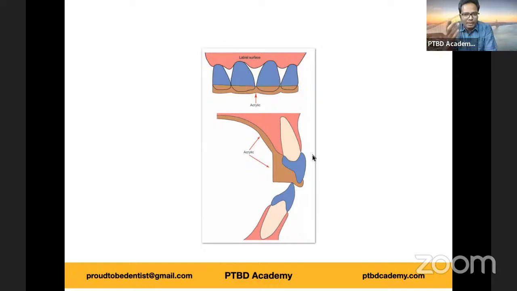So which appliance configuration are we talking about? You can see a bite plane. Yes, definitely it's a bite plane. So it's a modification of bite plane where the modified area is extending onto the incisal edges, right? So you can see the acrylic extending onto the incisal edges. So what modification are we talking about? And what is this called?